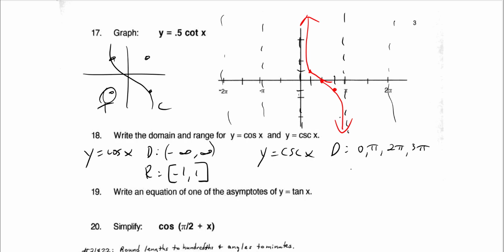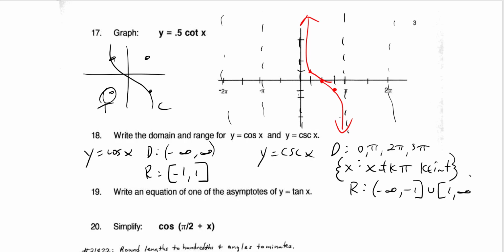So the domain is going to be x. First of all, it's all real numbers. So I'm going to put this in good form here: x such that x is not equal to k pi, and k is an integer. Okay? So that is the domain, because you can do everything but wherever it's equal to pi. And then the range, think about it, a sine graph is negative 1 to positive 1, so the range for a cosecant graph is negative infinity to negative 1, including negative 1, union 1 to infinity. Okay, so that's your range.